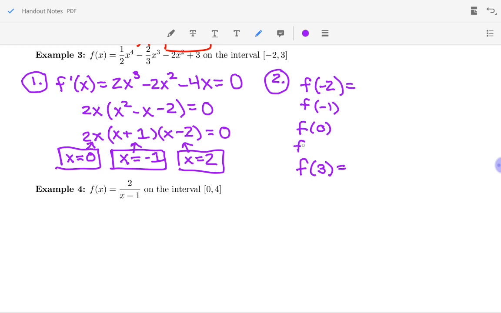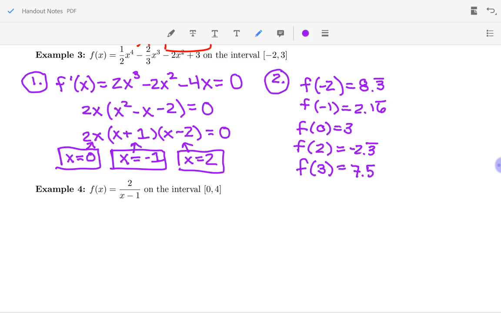0, and 2. And we are comparing y values, which means we're plugging into the original. You could grab your calculator and plug in. What you should get is 8.3 repeating when you plug in negative 2. When you plug in negative 1, you get 2.16, with the 6 repeating, 2 1/6. F of 0, that one's nice and easy to do without using a calculator. You get 3. F of 2 is negative 2.3, and then f of 3 is 7.5.